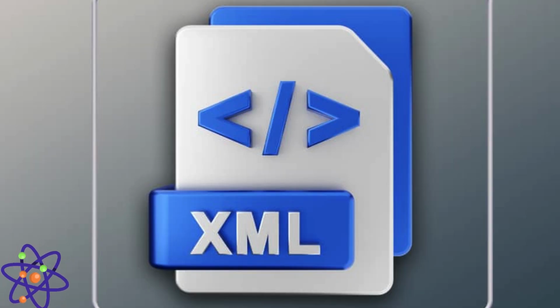So now XML, Extensible Markup Language, is a flexible text format used to store and transport data. Unlike HTML, which is designed to display data, XML is designed to be both human readable and machine readable, allowing for easy data interchange between systems.